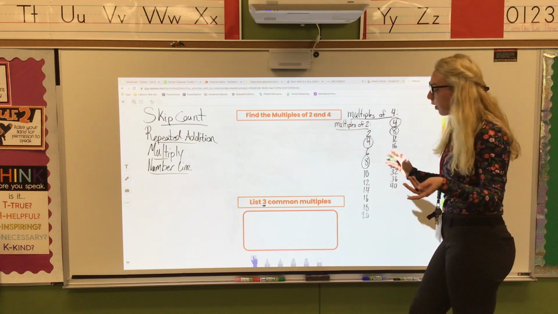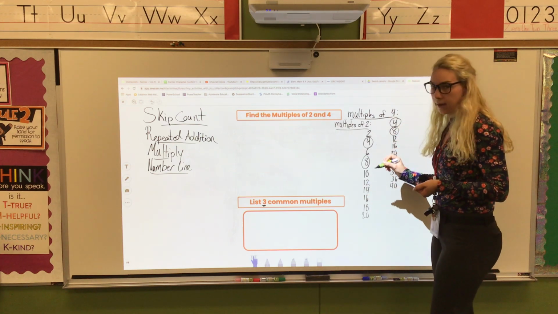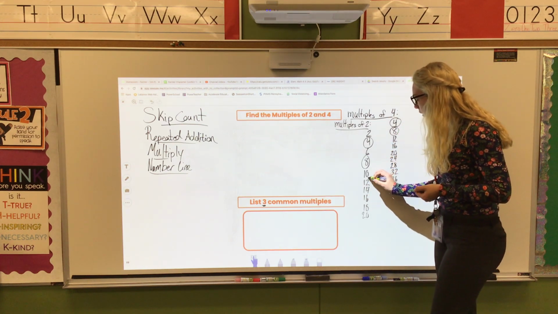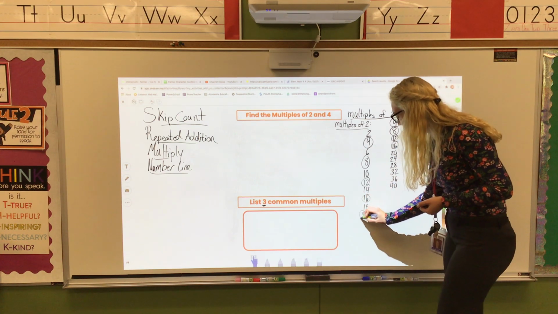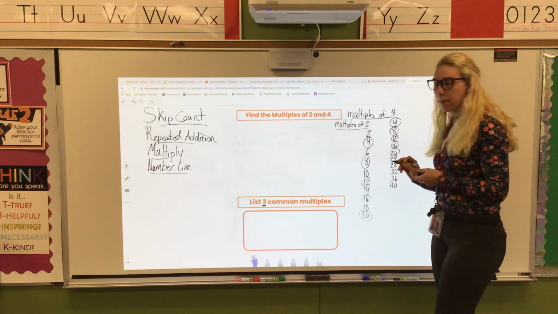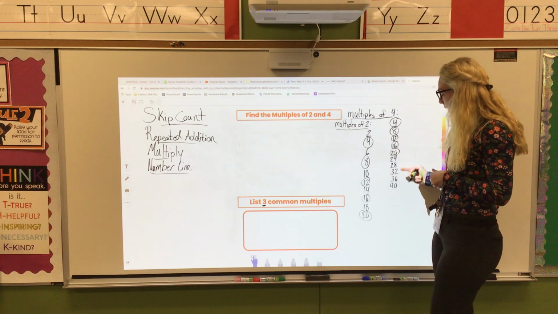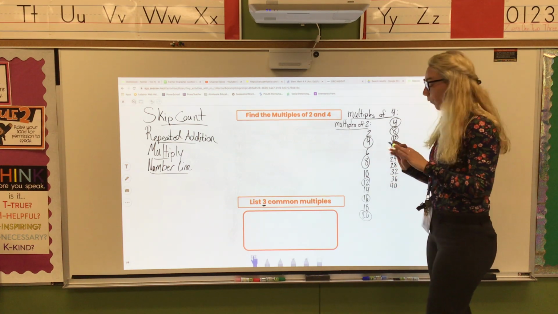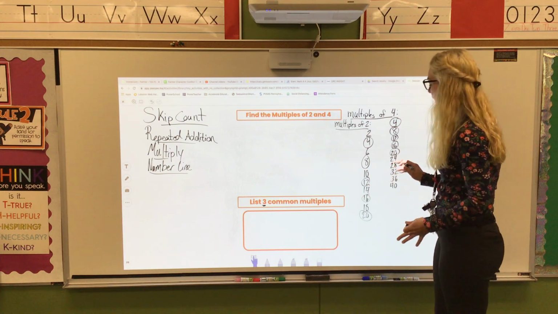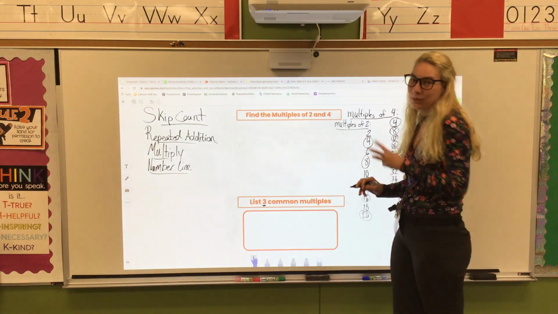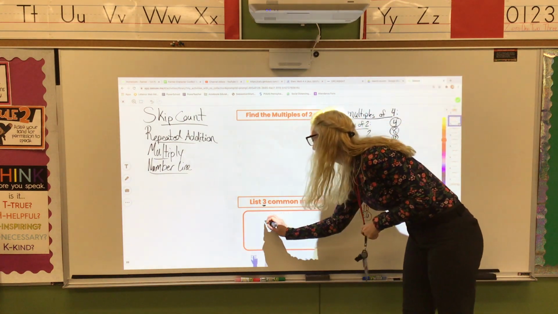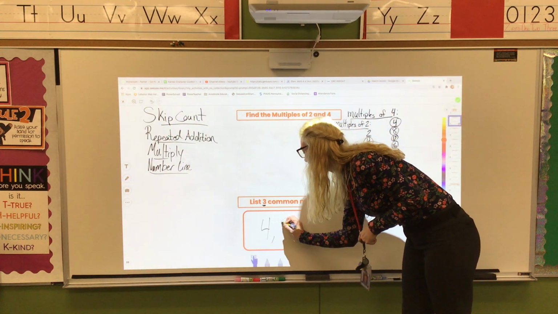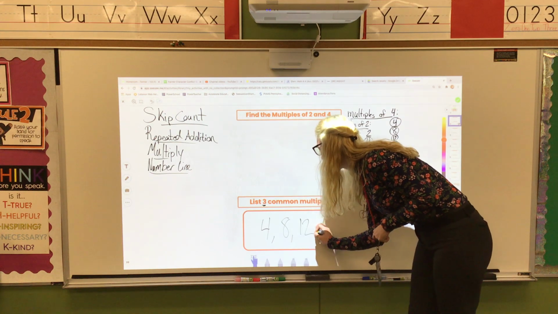I'm going to stop there because we already have more. We had 4 right away. 8, 12, 16, 20. All of those are common multiples. If I kept going, I would have more common multiples. Right now, I'm stopping because I only need how many? I only need 3. So I'm going to write my first 3: 4, 8, and 12.